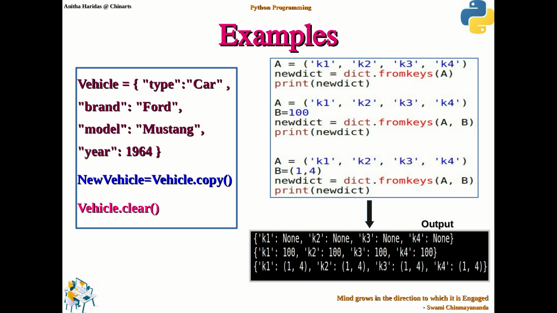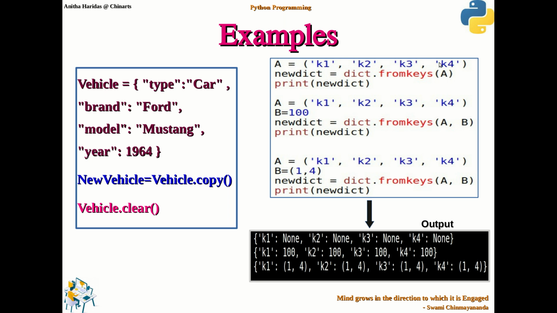So the fromkeys method is used for creating a new dictionary from a sequence and values. That means the first argument will be a sequence and the second argument will be the value. The first argument will be taken as keys and the second argument will be taken as value. We can also have a list, so I can have a list for these keys also.